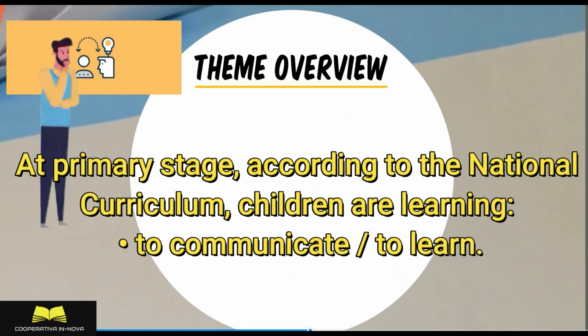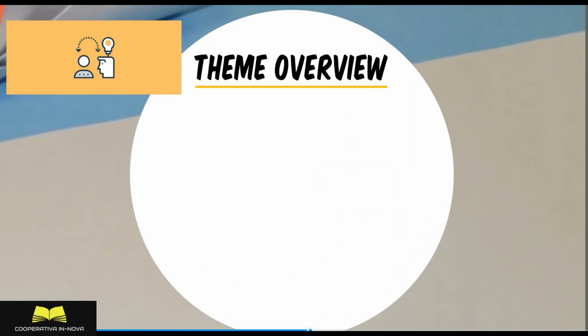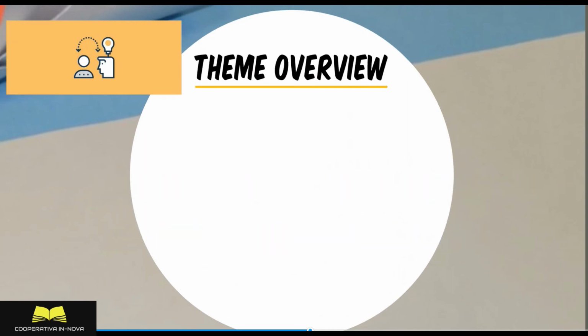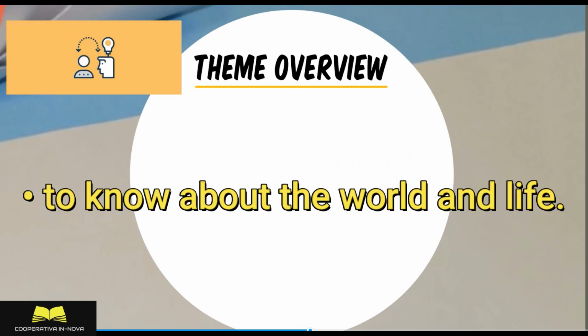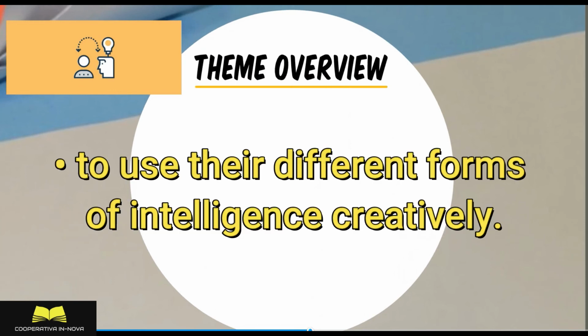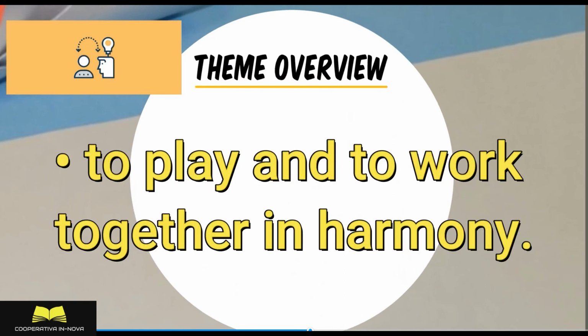At primary stage, according to the national curriculum, children are learning to communicate, to learn to live with others in harmony, to interact confidently, to know about the world and life, to respond to stimuli, to control their responses, to use their different forms of intelligence creatively, to play and to work together in harmony.